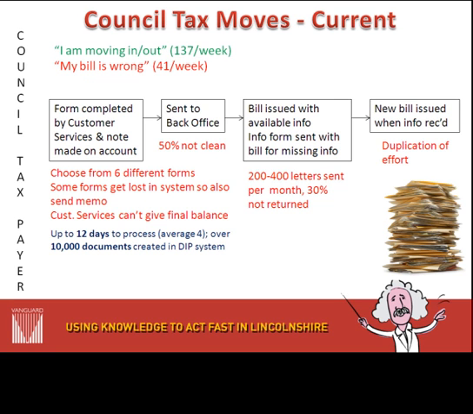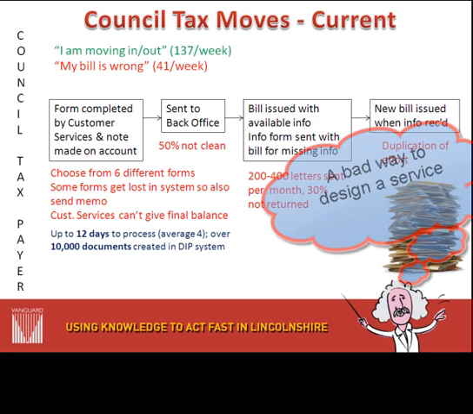Now what you can see here is the demand on the system. The value demand is I'm moving in or I'm moving out. As a result, my circumstances have changed, and there's 137 demands per week. There's also some failure demand in the system, which is 41 per week. If you look at the basic flow of the work, what happens is the form is completed by customer services and a note is made on the account. The first problem comes in the sense that they have to complete 6 different forms. Some forms get lost in the system, so you also have to send a memo back to other areas of the system. And customer services also at this point can't give the final balance.